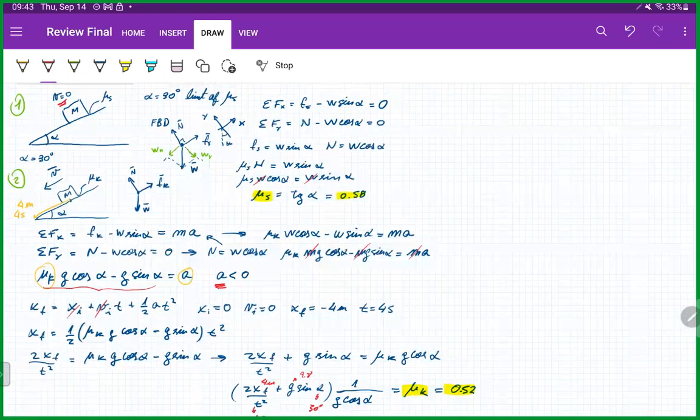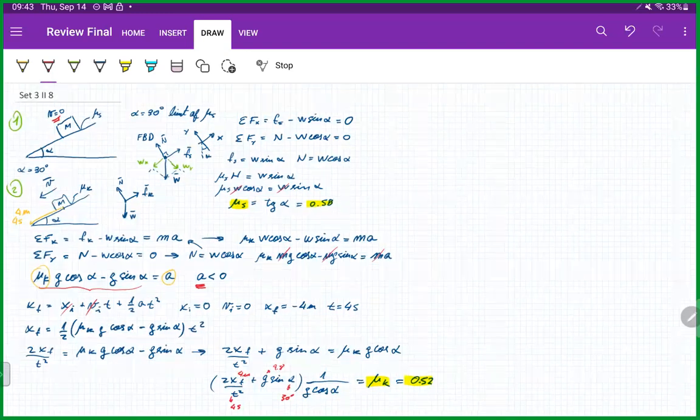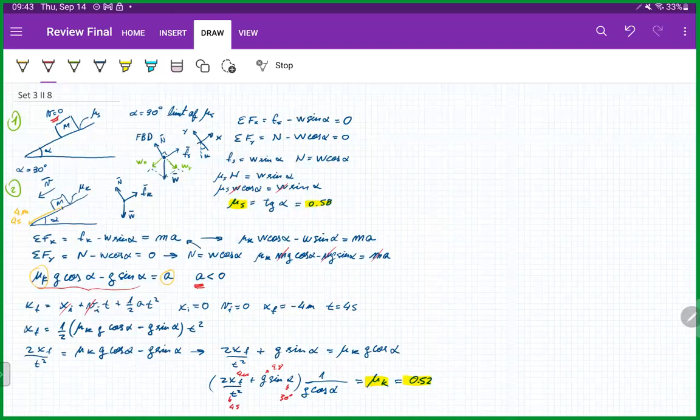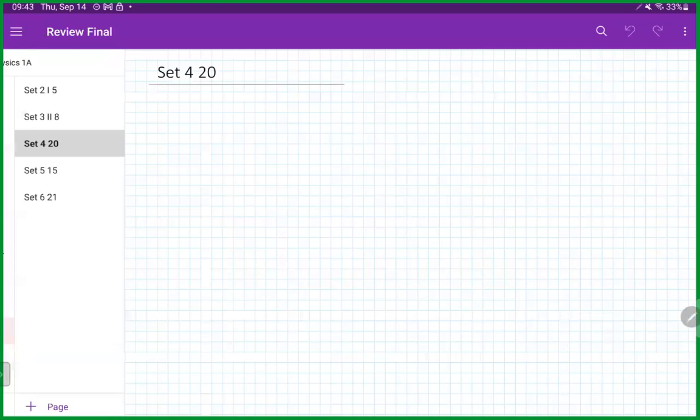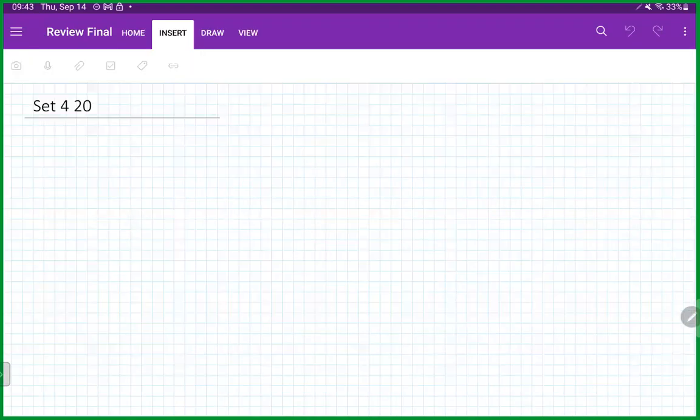And I mean, that's the easiest and best way to do it, right? The signs will always come on their own if you're consistent and if you're following your own establishment of the system of reference. Okay. All right, any other questions about this one? Now let's move to the next one. All right. Cool. Let's go to set 4, problem 20.